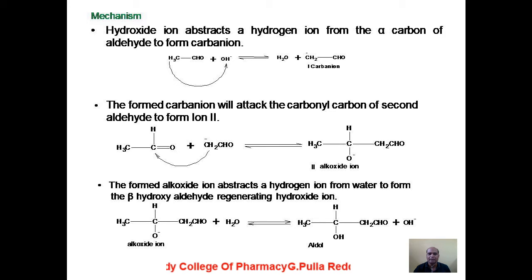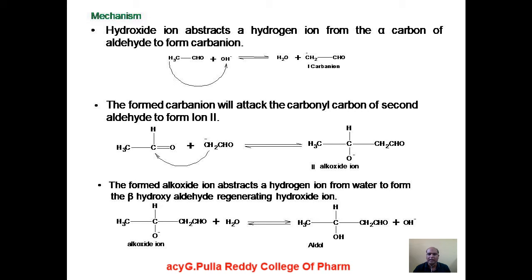And in the second step, the formed carbanion will attack the carbonyl carbon of the second aldehyde to form an alkoxide ion. So in the second step, you are using another mole of acetaldehyde. First 1 mole we have used in the first step for the generation of carbanion, and in the second step the carbanion is attacking the carbonyl carbon of another mole of acetaldehyde to form an alkoxide ion. So here only if you keep H beside O, then our product will be the aldol.